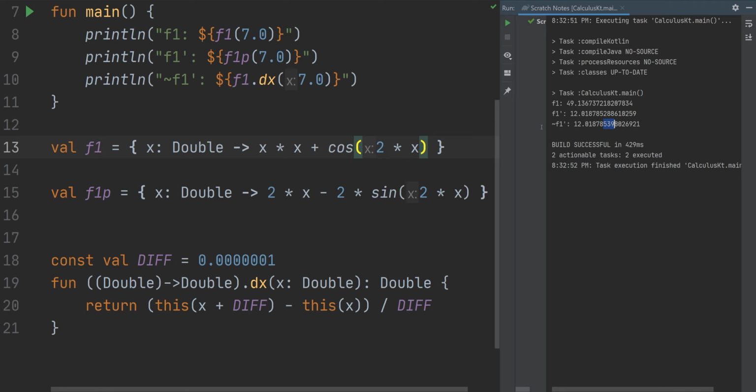In a later video, I'll show you how you can use this function to calculate other values, such as the square root.